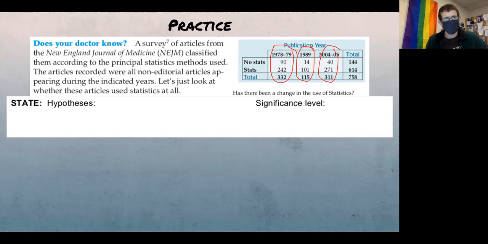So let's create some hypotheses. Well, first of all, we can go with the significance level. What should our significance level be? 0.05. Why not? The null here, does anyone remember what our null is for this test?